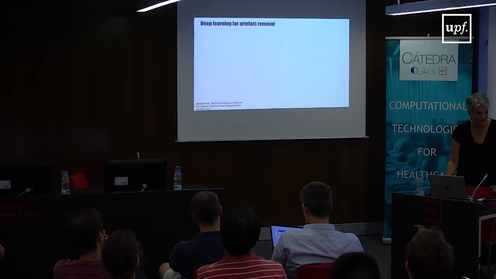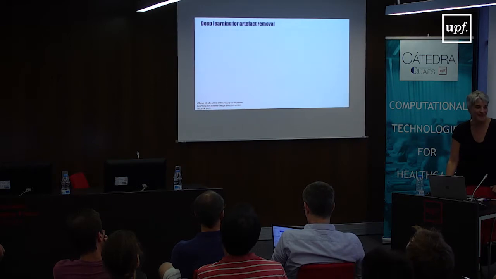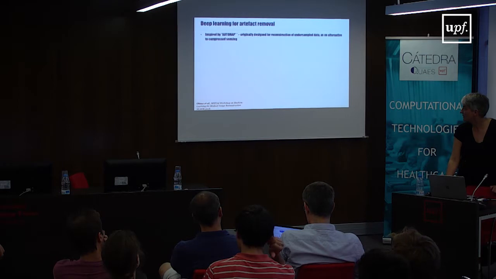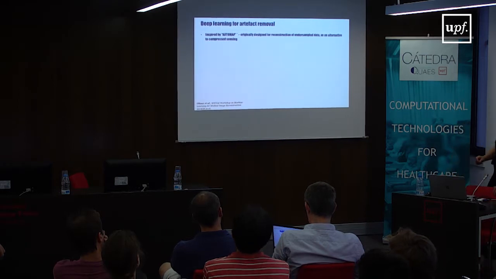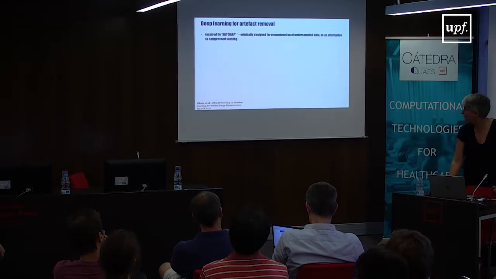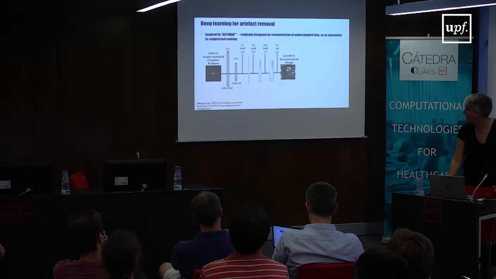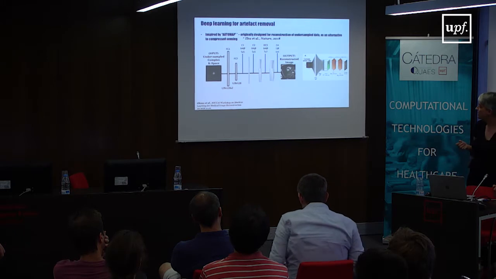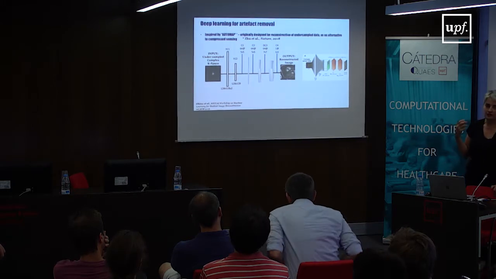But then we want to go the other way around, of course. We want to take real bad cases and see, can we recover the motion? Can we do something about that? We were inspired by a method which recently made a stir in Nature. It's called AUTOMAP, by Zhu. It was published earlier this year, and they did an alternative to compressed sensing.